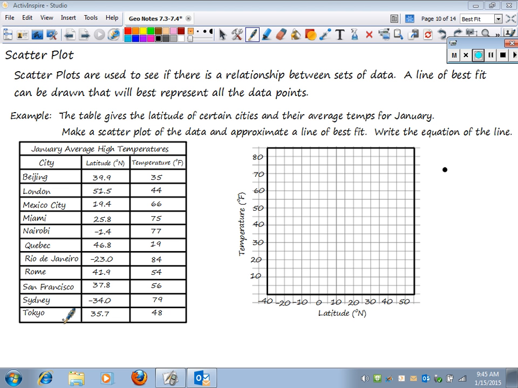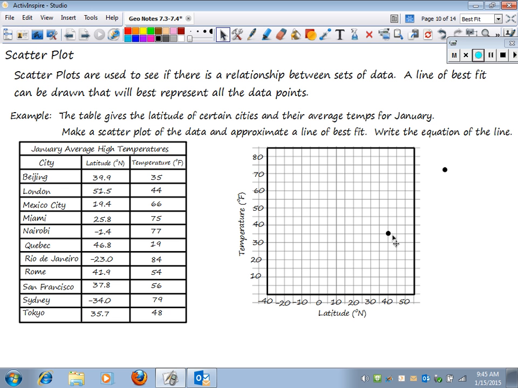Beijing, 39.9, we'll round that to 40 at 35 degrees. So make a dot. Beijing, we're going to start down here at 40. We're going to just go to 40 because 39.9 is about 40. We'll go up to 35 degrees.